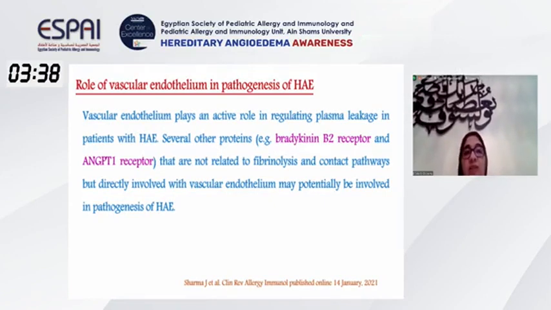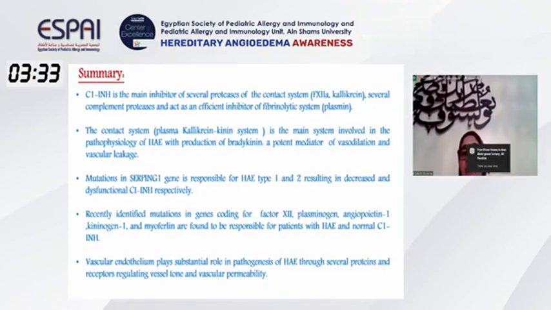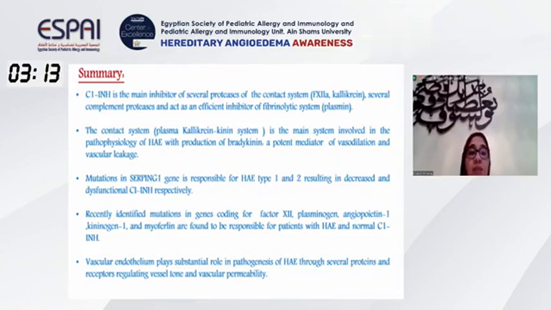So in summary, C1 inhibitor is the main inhibitor of several proteases of the contact system, activated factor 12 and kallikrein, several complement proteases, and acts as an efficient inhibitor of the fibrinolytic system plasmin. The contact system is the main system involved in the pathophysiology of hereditary angioedema, with production of bradykinin, which is the potent mediator of vasodilation and vascular leakage. Mutation in SERPING1 gene is responsible for hereditary angioedema type 1 and 2, resulting in decreased and/or dysfunctional C1 inhibitor respectively.